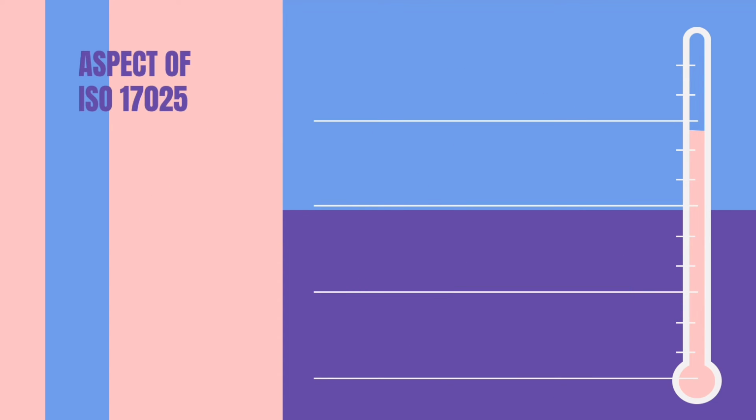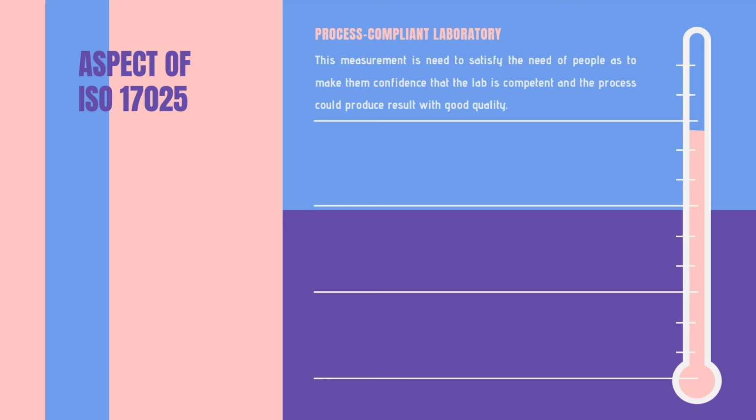Next, we continue to the first aspect of ISO 17025, which is the process compliant laboratory. This process is needed to make the client satisfied and have confidence in the laboratory as it is competent and could produce a good quality result. For your information, in this process, it is necessary to have the internal audit program to make sure the client is very satisfied and confident in the laboratory. And the external audit program is not necessary.